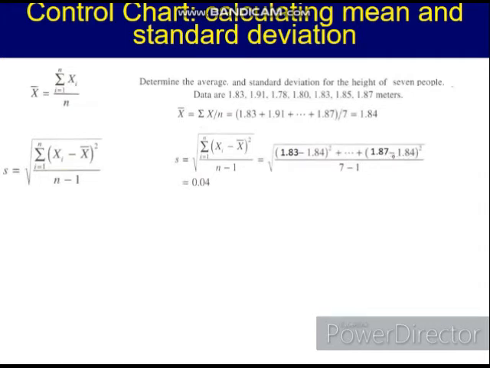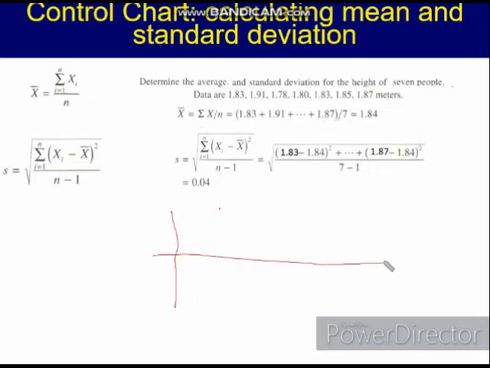So you sum all those together, and you divide that by 7 minus 1. If you calculate this, what you get is 0.04. So for this particular example, the mean is 1.84 and the standard deviation is 0.04.